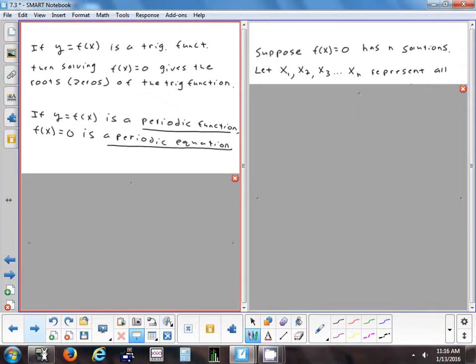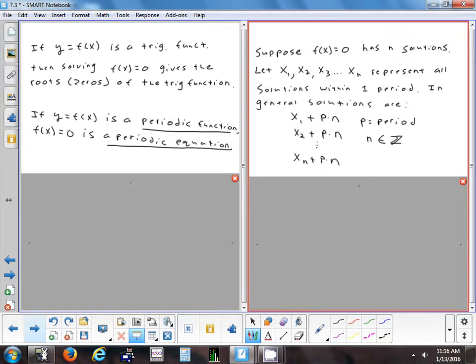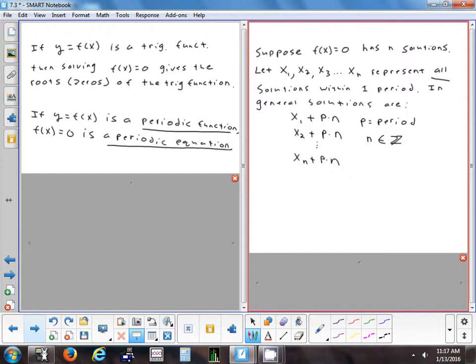Right, so this part, you guys really already have this right-hand side in your notes. It's just a reminder. So let's say you have n solutions, okay, in one period. You have to write down every solution. It could be 2, could be 3, could be 1. Write down every solution in one period, and then put plus the period times n, just like we did in the first example. Okay, so when they ask you to write all solutions, put all the solutions you find in one period plus period times n. Okay, that's what we've been doing all along.